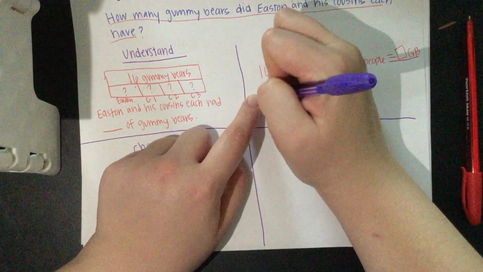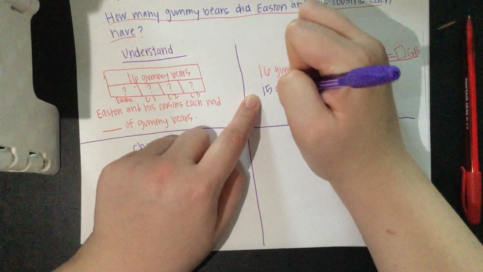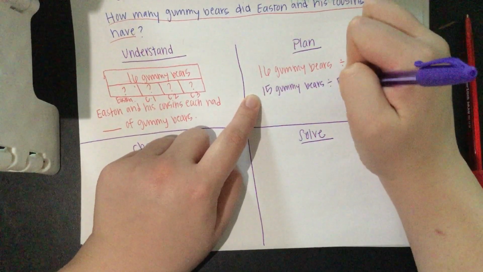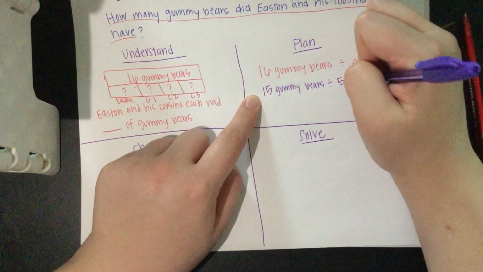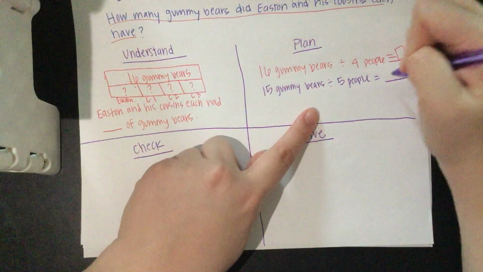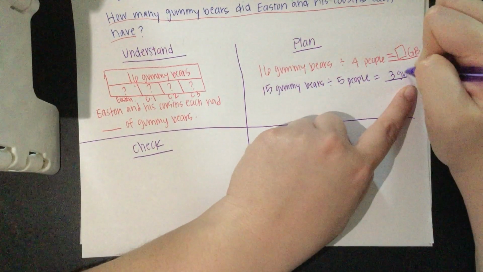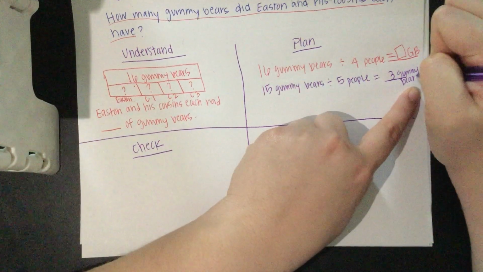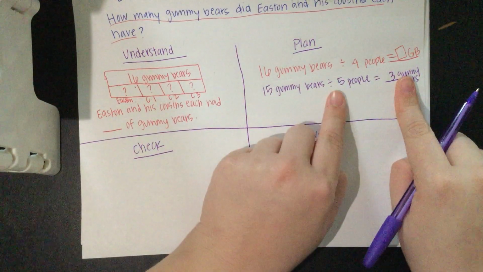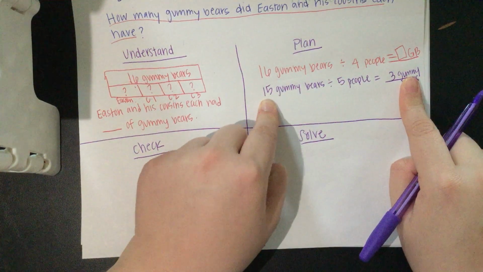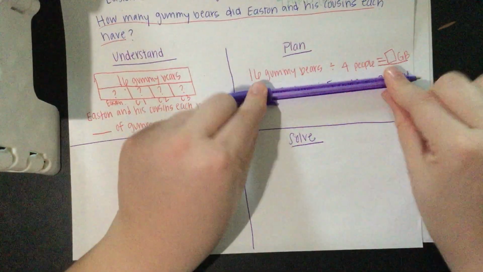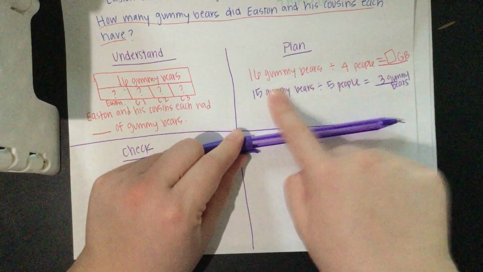16 is close to 15 gummy bears divided by, and I'm going to say 4 is close to 5. And I know that 15 divided by 5 is 3 gummy bears, because I know that 5 times 3 equals 15, or 3 times 5 equals 15, okay? So when you're doing your division, now I'm not looking at this anymore. I'm going to be looking at what we're actually dividing. This is our estimation.